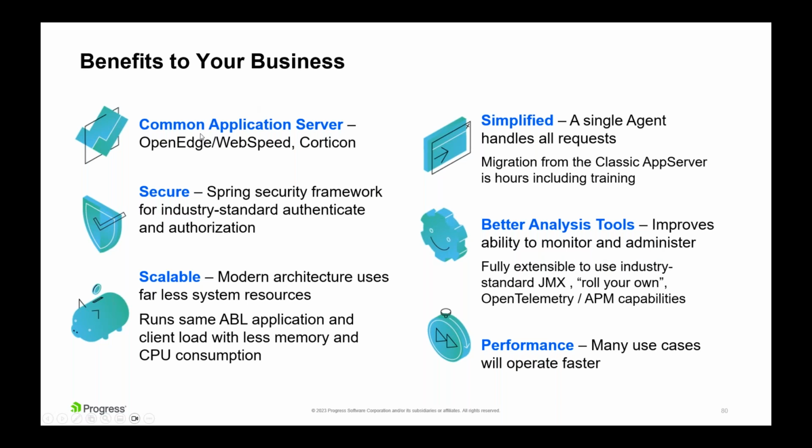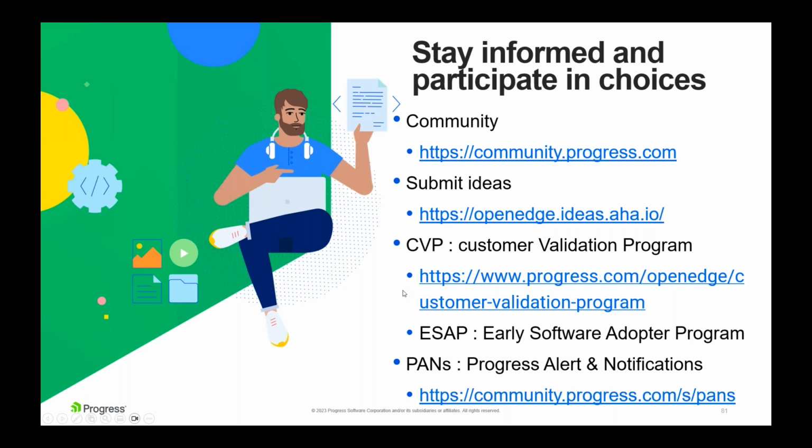So globally, you have one single application server, also for Corticon if you're using Corticon, secured with Spring security, more scalable, simplified, so only one multi-session agent to handle everything. New capabilities on monitoring tools: now new OpenTelemetry with APM capabilities. It's very interesting, so look for 12.8. And performance: many use cases will operate faster on PASOE OpenEdge.